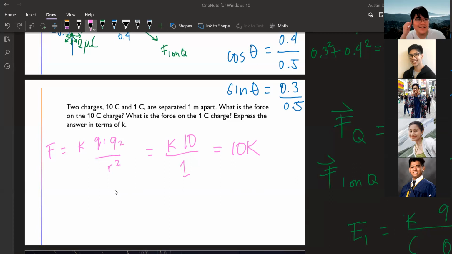Okay, guys. Trick question lang to, no? So, sinulat na nga natin yung sagot. 10K yung sagot. 10K, yes. Either way, ang mafe-feel ni 10 coulomb charge would be 10K. Then, the force on the 1 coulomb charge is also 10K. Okay? And they are repulsive. So, the direction is away from each other. They push each other by a force of 10K newtons. Okay?